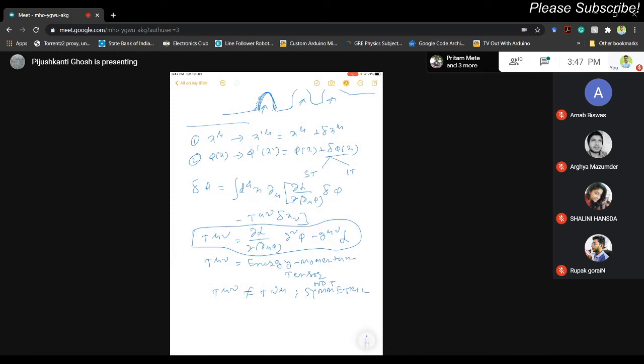Now in general, T mu nu is not symmetric. That means T mu nu is not equal to T nu mu.